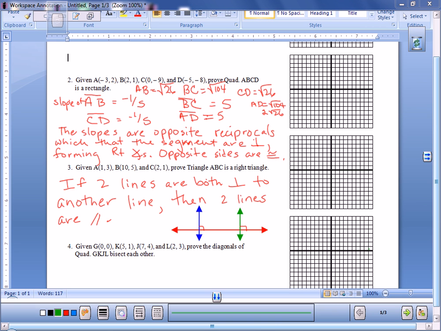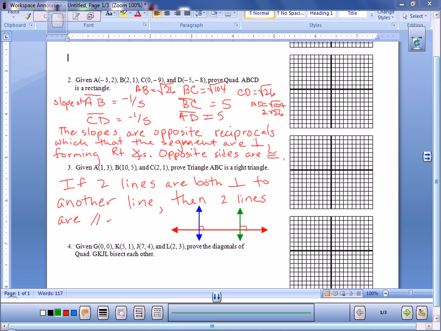Because I can state that I have 2 pair of parallel lines, because I have 2 slopes that are the same, and that I have right angles. How do I know I have right angles? Because the slopes of the intersecting lines are opposite reciprocals. So just the slopes is enough for me.